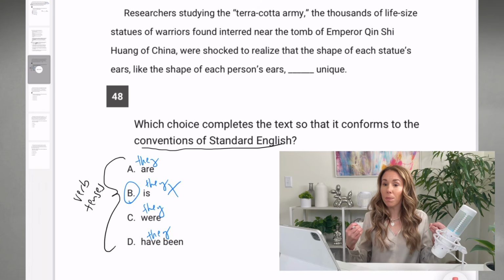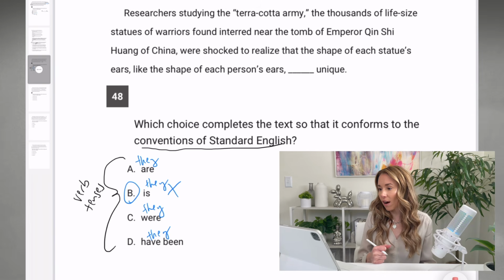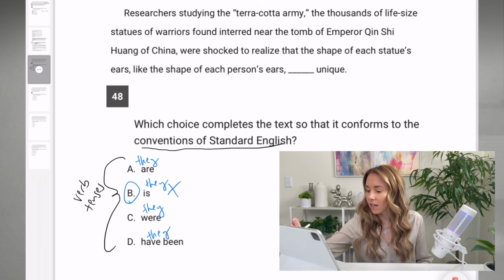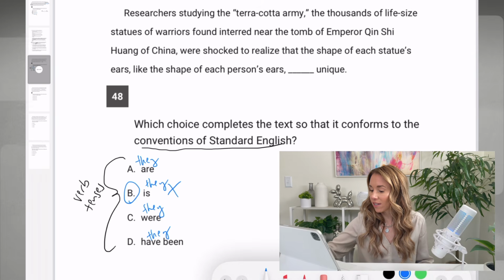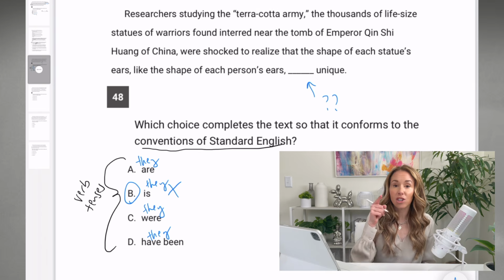Now, if you want to be super sure, when you go up into the sentence, you can pinpoint the subject. So it says, researchers studying the terracotta army, the thousands of life-size statues of warriors found interred near the tomb of Emperor Qin Shi Huang of China, were shocked to realize that the shape of each statue's ears, like the shape of each person's ears, blank unique. Well, what's unique? That's the question, because that's going to be the subject.